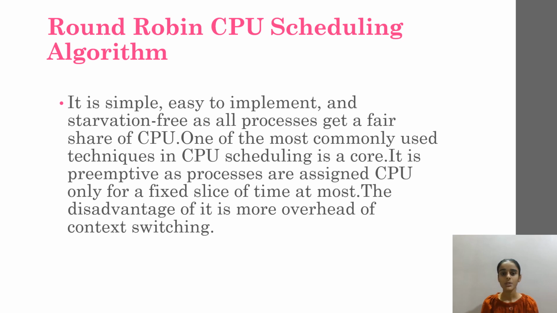Round robin CPU scheduling algorithm. It is simple, easy to implement, and starvation free, as all processes get a fair share of CPU. One of the most commonly used techniques in CPU scheduling is this one. It is preemptive, as the processes are assigned CPU only for a fixed slice of time at most. The disadvantage of it is the more overhead of the context switching.